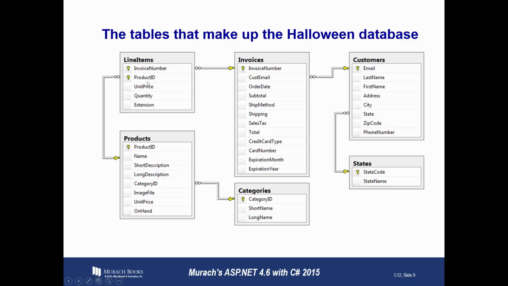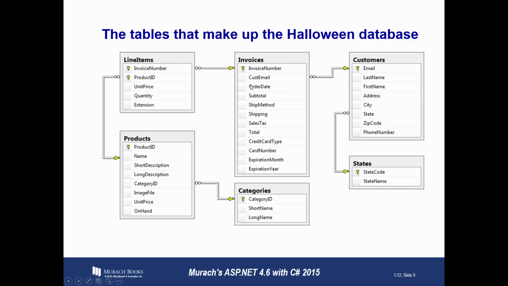So the primary keys for these tables: for line items, it's a concatenated primary key made up of invoice number and product ID. For products, it's the product ID. For invoices, it's the invoice number. For categories, it's the category ID. For customers, it's the email. And for states, it's the state code.